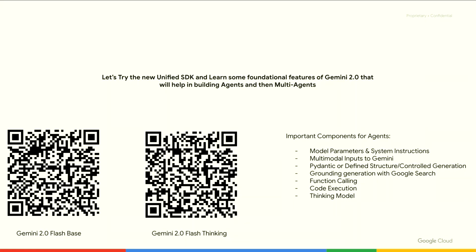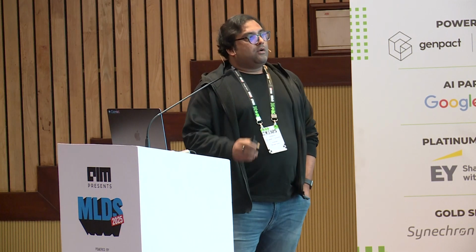There are two notebooks that we'll walk through. One is the Gemini 2.0 Flash base, and the other one is the thinking model, just like you have O1, O3, and R1 models. So you do have a thinking model from Gemini 2.0 as well. Now, the context here is that we'll do this hands-on to understand the basic components of agents. What does it require to build agents?